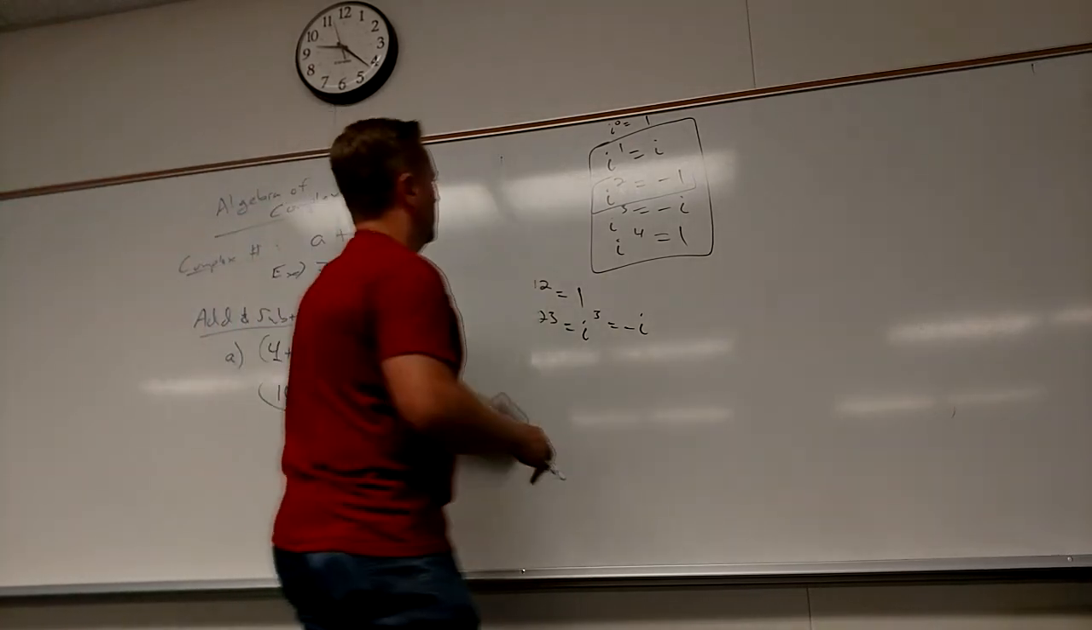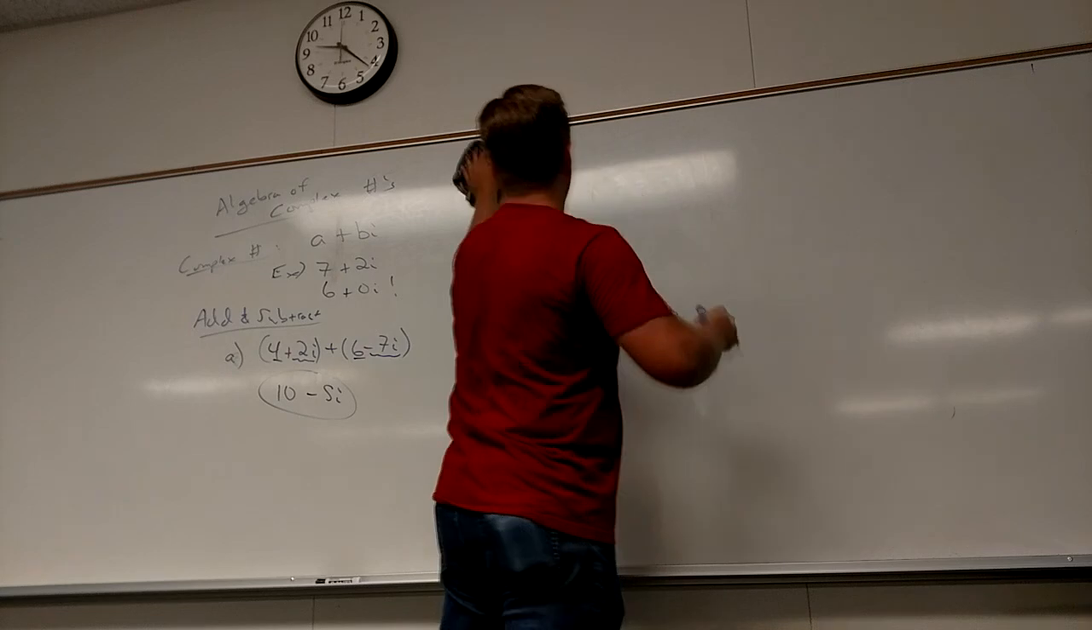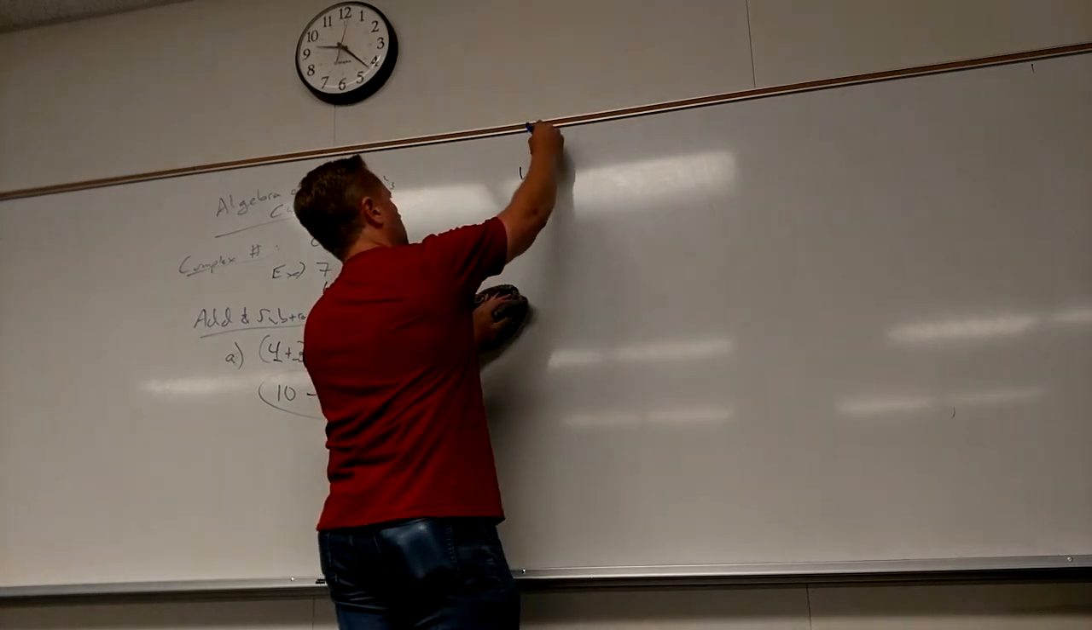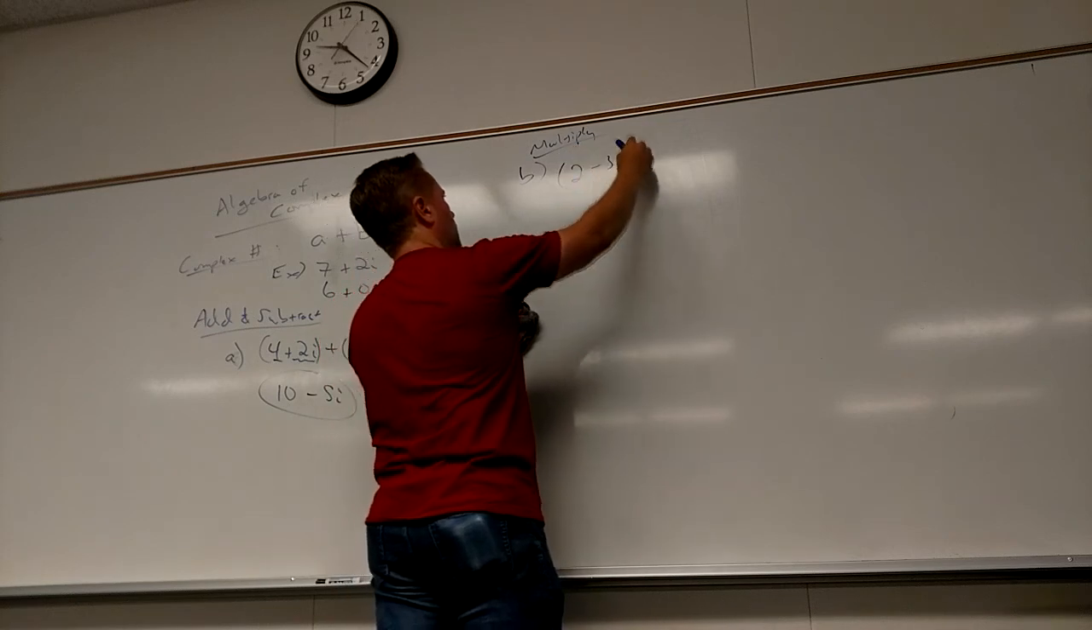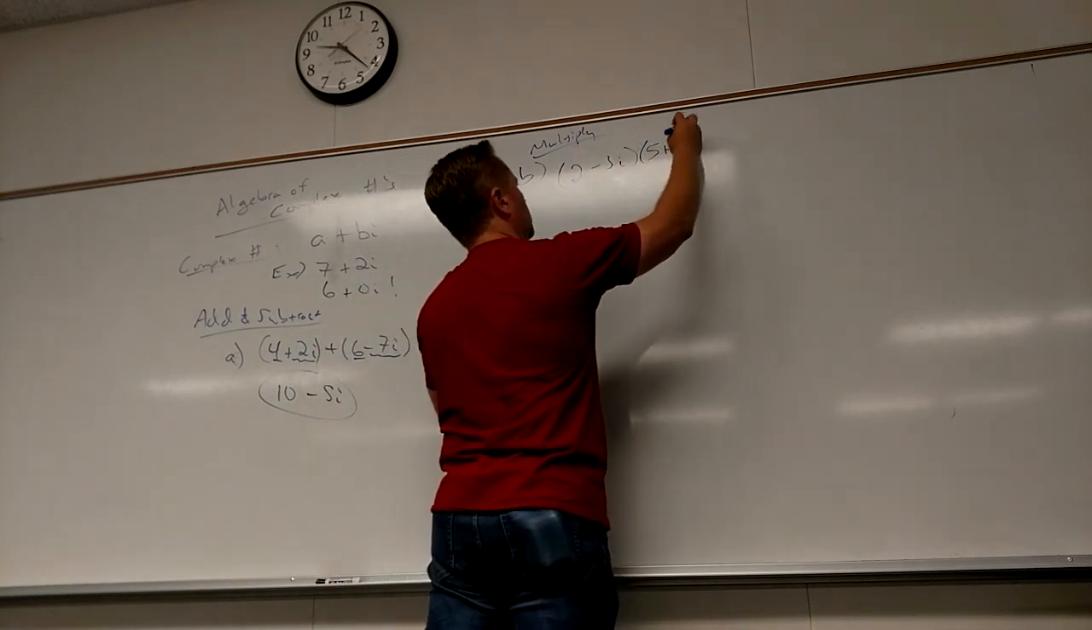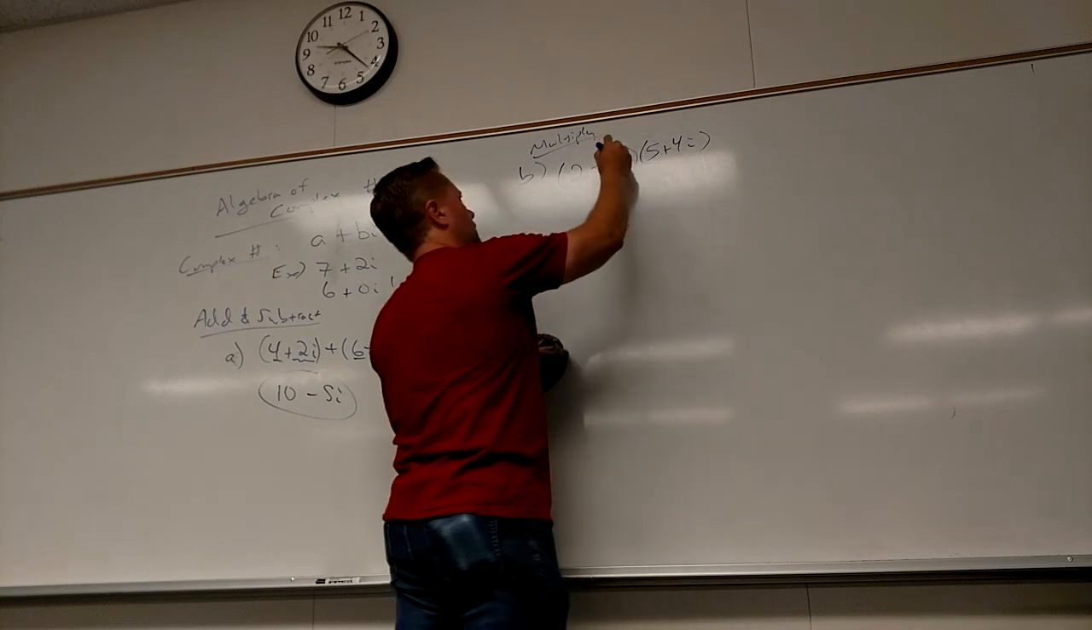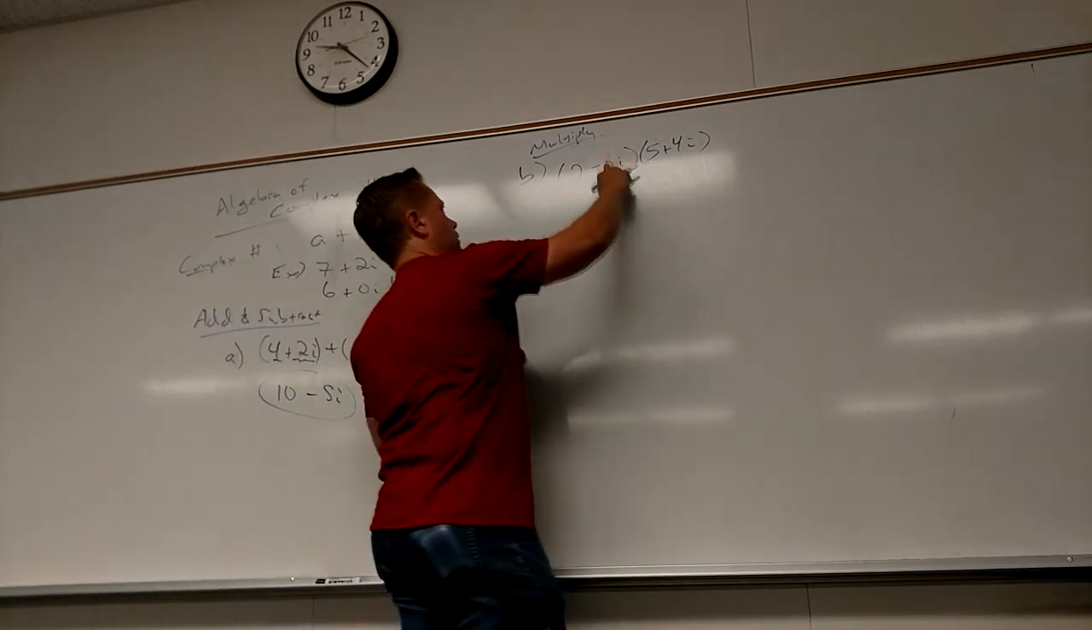So what about multiplying them? So you guys try the first few steps of this. 2 minus 3i times 5 plus 4i.